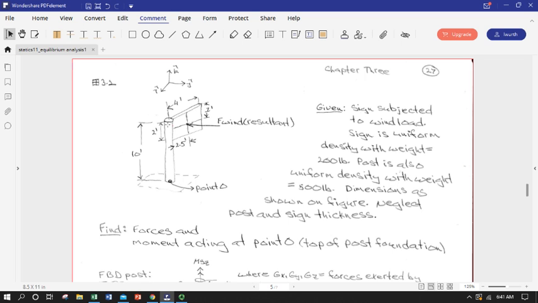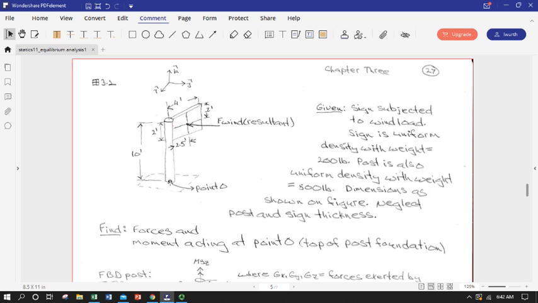Okay, so we've got a pole, maybe a big metal pole, and it's buried in the ground and maybe in a little bit of a concrete foundation. And what we need to know is what are the forces and moments here at the base of the pole. And in a real-life example, this would be used for foundation design.